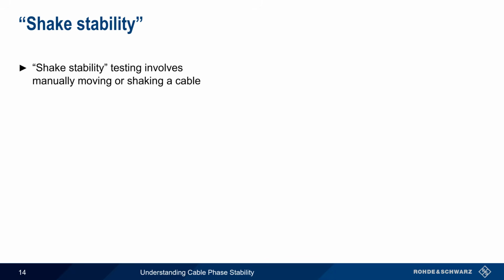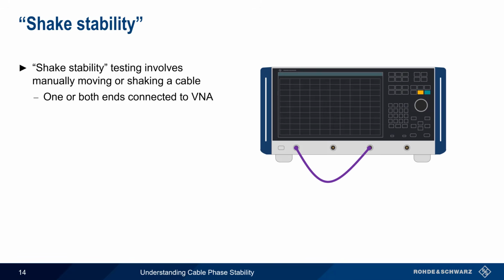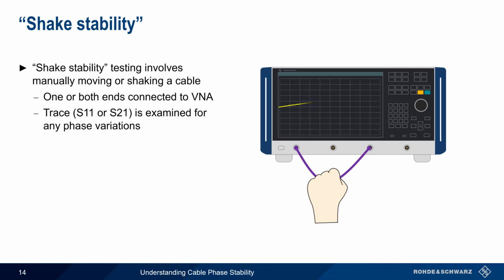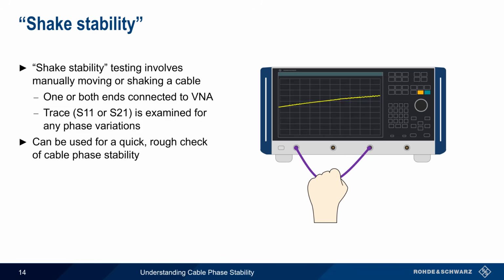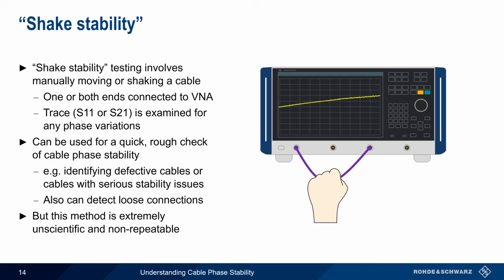As the name implies, shake stability testing involves manually moving or shaking a cable. Here, one or both ends of the cable are connected to the VNA, and the trace is examined for phase variations while the cable is being manually manipulated. This kind of testing can provide a very quick check of cable phase stability and is mostly used to identify defective cables and/or cables with very serious stability issues. It can also be used to detect loose or insufficiently tightened connections. However, this method is both very unscientific and not reliably repeatable, and thus cannot be used to numerically quantify a cable's phase stability.